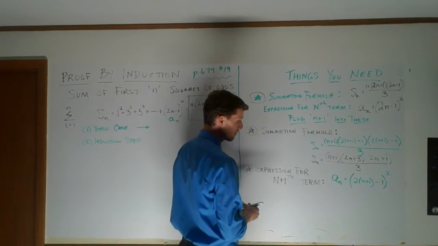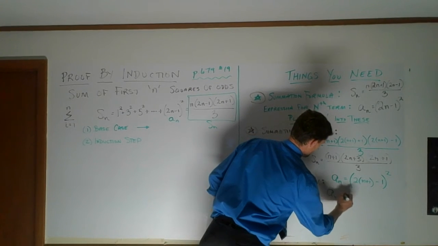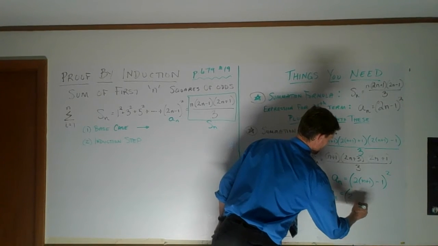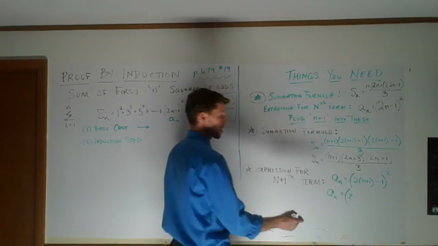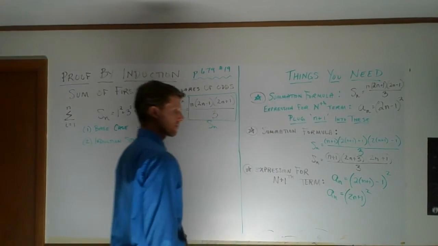Then we go down here. I think the green is showing up better. A sub n equals 2n plus 2 minus 1 is 2n plus 1 squared.